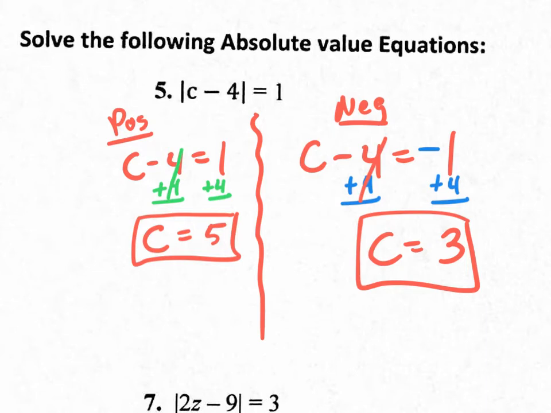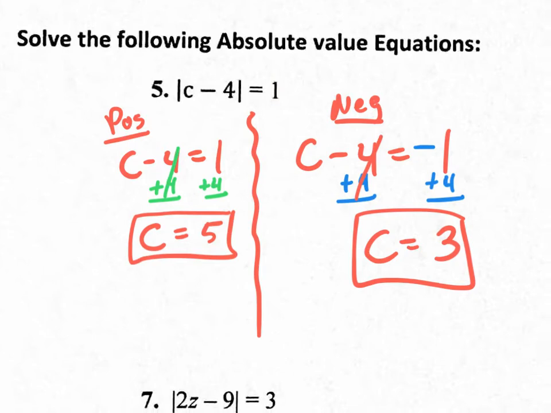Now, of course, on any equation, if you wanted to double check your answer, all you have to do is plug in the number. If you plug in a 5 right here, 5 take away 4 is 1. The absolute value of 1 is 1. If I plug in 3 right there, 3 take away 4 is negative 1. The absolute value of negative 1 is also 1. So both of those answers work.